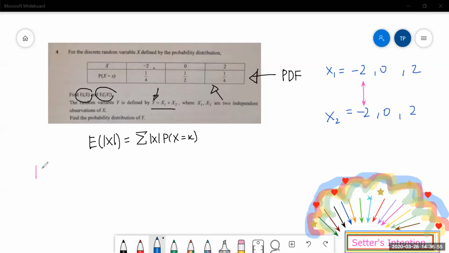Because now I want the probability of x1 to be equal to -2 and x2 to be equal to -2. Then after that, I have to find the probability of x1 to be equal to -2 and x2 to be equal to 0. Then the probability of x1 to be equal to -2 and x2 to be equal to 2.